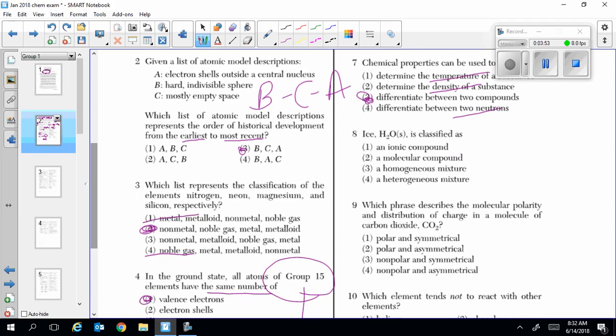Ice, which is water solid, is classified as... it's not ionic because it's not a metal with a nonmetal. It is molecular. It's covalent. Ice is pure, so it's not a mixture.